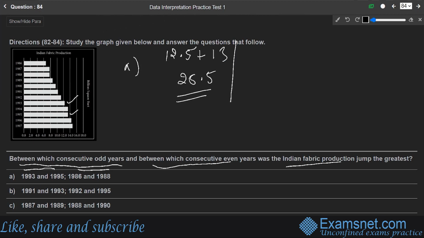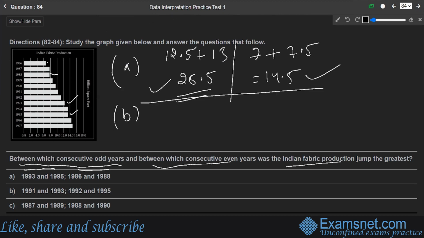Let's see for the even years. We are exploring option A, 86 and 88. The 86 value is very low, somewhere between 6 and 8, so let us assume it to be 7. The 88 value is again between 6 and 8 and very close to 8, so let us assume it to be 7.5. So it becomes something around 14.5. This is how we are supposed to check: 25.5 and 14.5 for option A. We can check this for option B also, for both the consecutive odd and consecutive even, for C also, and for D also, and so on. We can keep on checking.